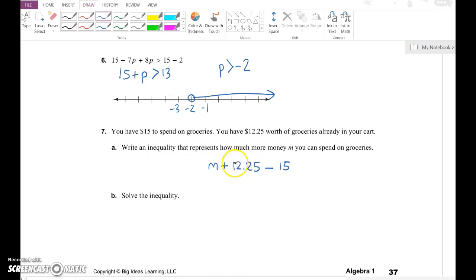Can you spend more on groceries than the 15 you have? No, you can't spend more, so this can't be greater than, but you can definitely spend less. So this can be less than or equal. And then this says to solve it, so you just subtract 15 minus the 12.25, and you get $2.75. So that would be $2.75 more you can spend.